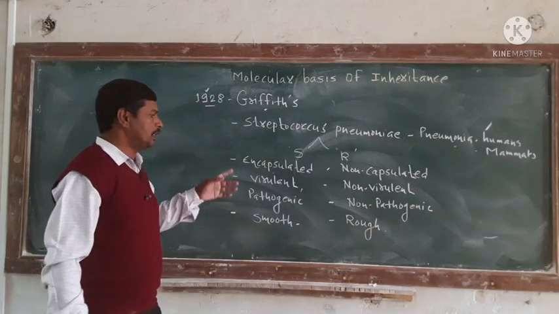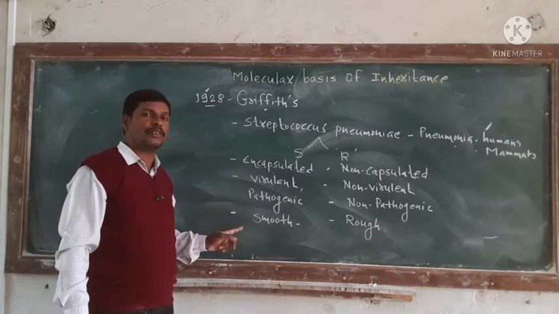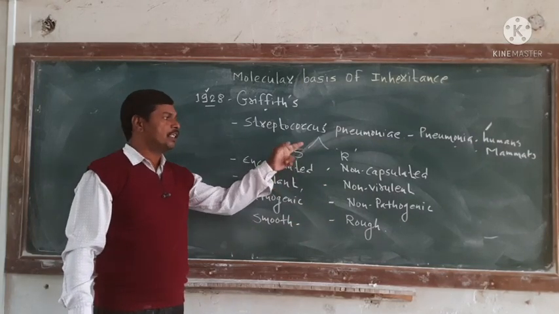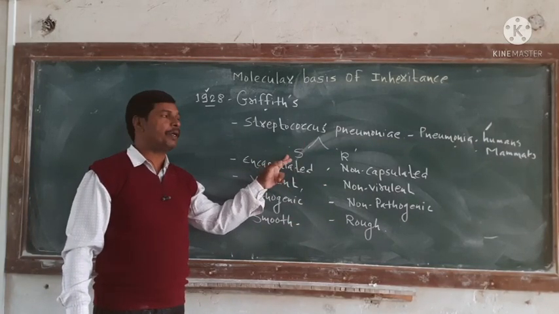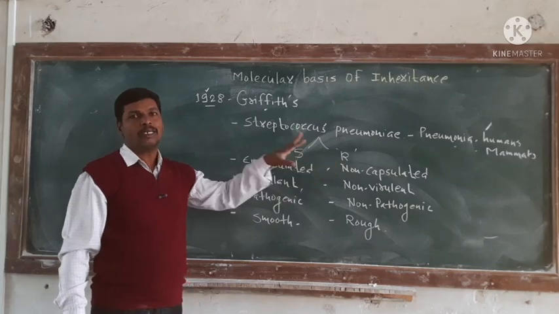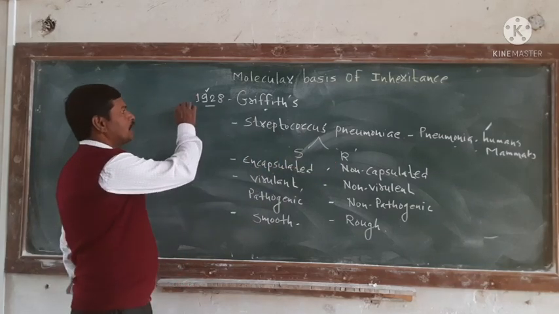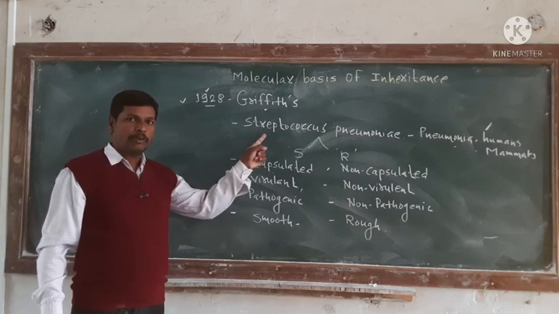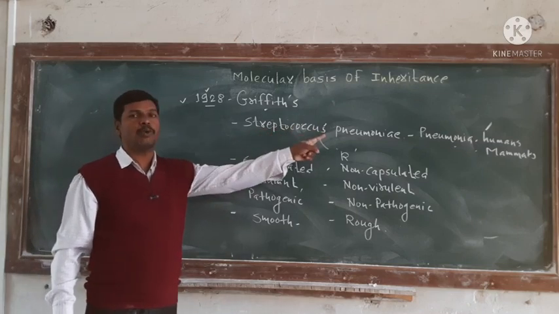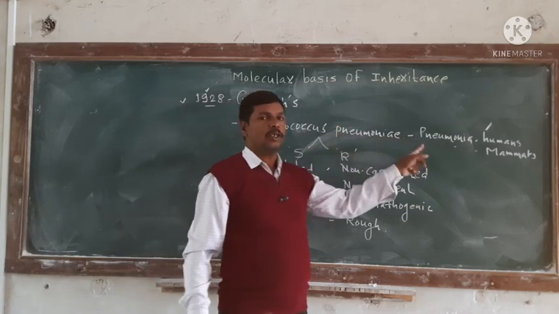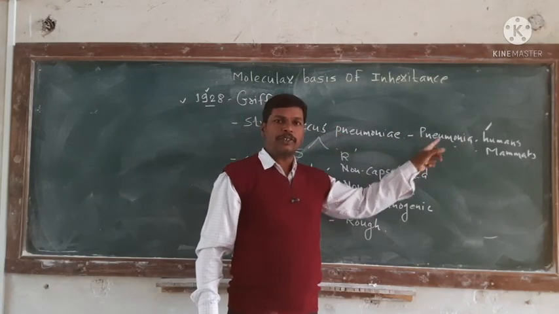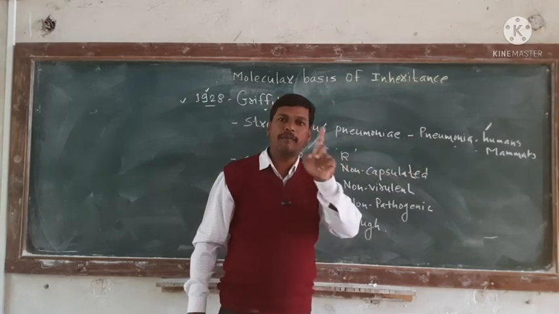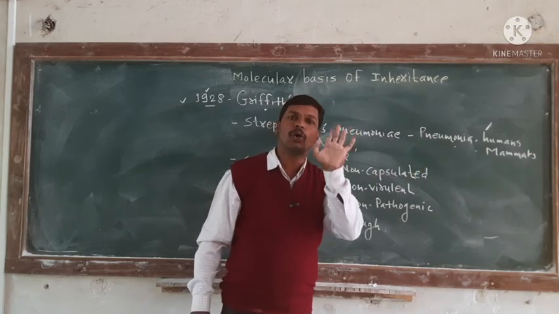In this way, these are the three different salient features of S type bacteria and R type bacteria. Now this is a very important part of Griffith's experiment. Once again I repeat, the bacteria Streptococcus pneumoniae forms a disease in humans or the mammalian group. The disease is pneumonia, which leads to death.